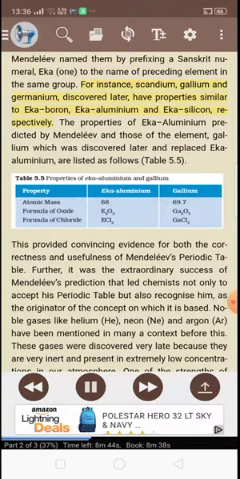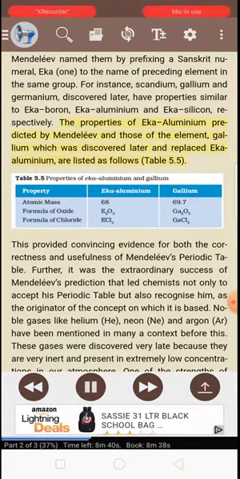and eka-silicon, respectively. The properties of eka-aluminium predicted by Mendeleev and those of the element gallium, which was discovered later and replaced eka-aluminium, are listed as follows, Table 5.5. This provided convincing evidence for both the correctness and usefulness of Mendeleev's periodic table. Further, it was the extraordinary success of Mendeleev's prediction that led chemists not only to accept his periodic table but also recognize him as the originator of the concept on which it is based.